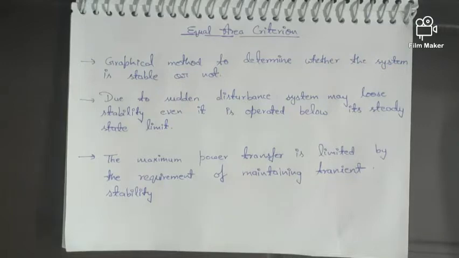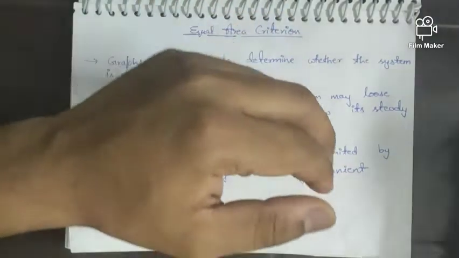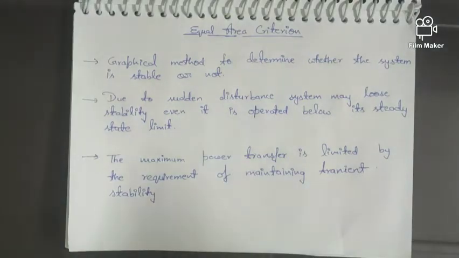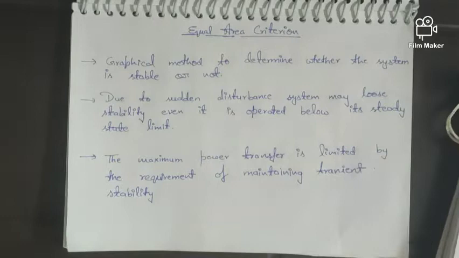Then after that we have studied the power flow equation, in which we derived the active and reactive power flow into the system. Then we studied the swing equation, in which we saw how this equation describes the behavior of a synchronous machine during transient or during any disturbance.